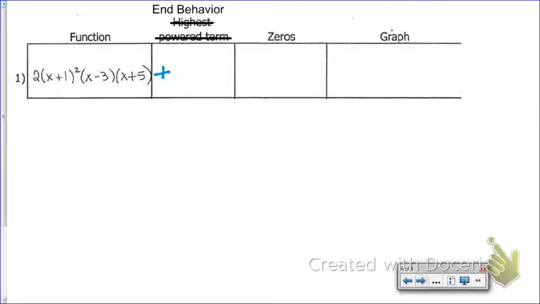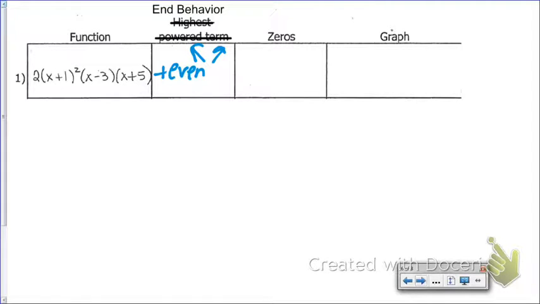Since it's factored out, I need to add up those multiplicities to find the degree. So I have 2, and then I have 1, and then I have 1. So I have a total of 4. If this were to be fully multiplied out, the highest powered term would be 2x to the 4th. So since 4 is an even number, this is positive and even. Since it's positive and even, the ends of my graph are going to look like this. They're going to both be going up.